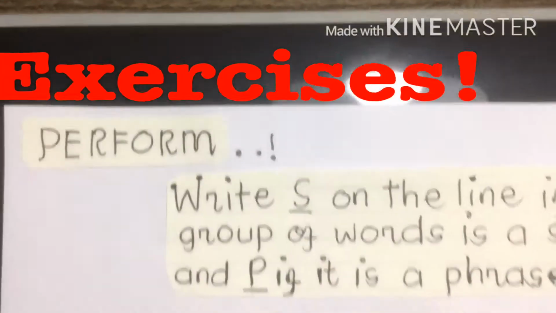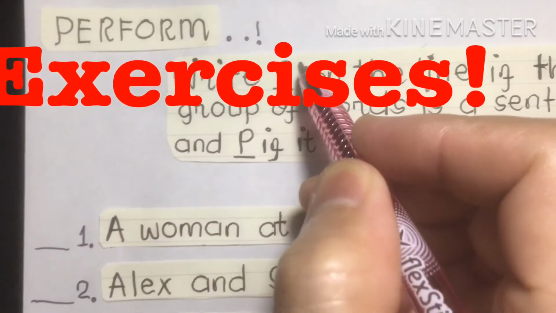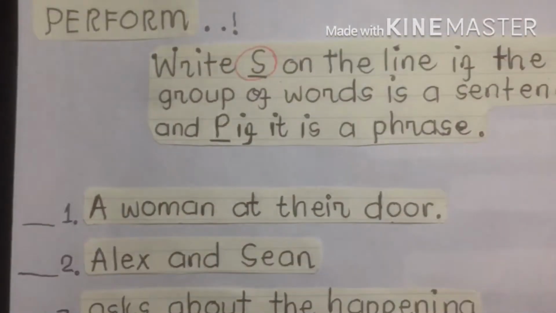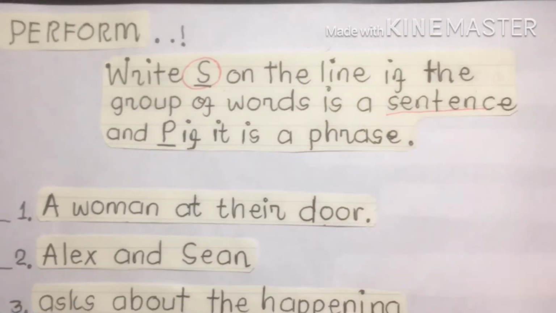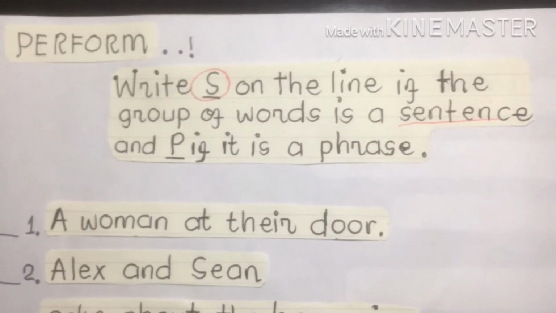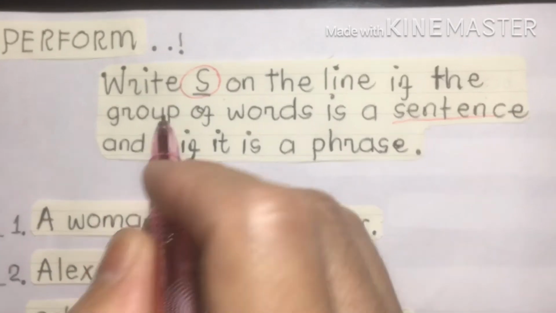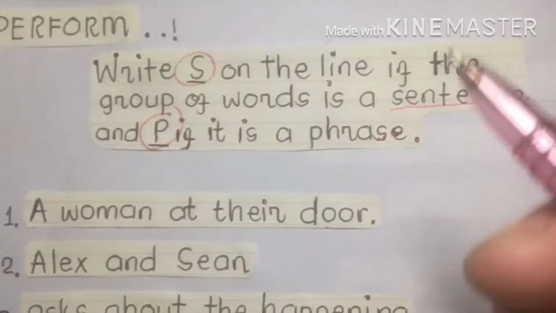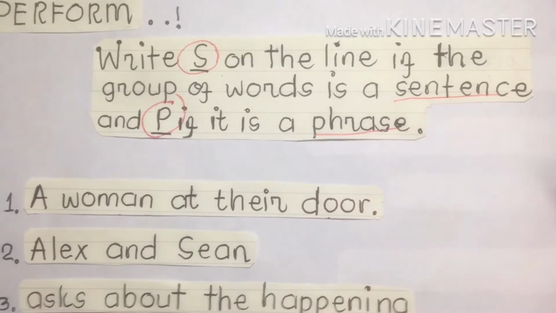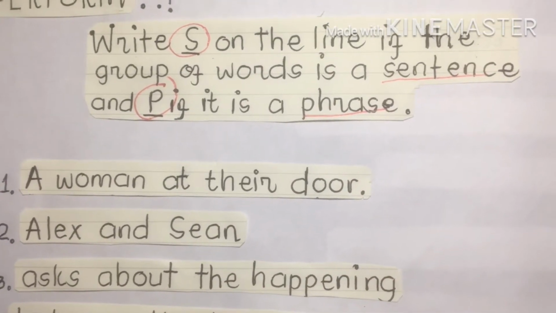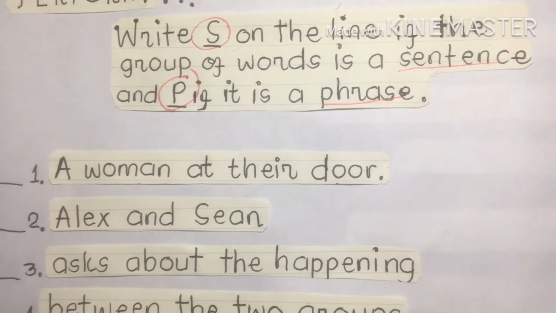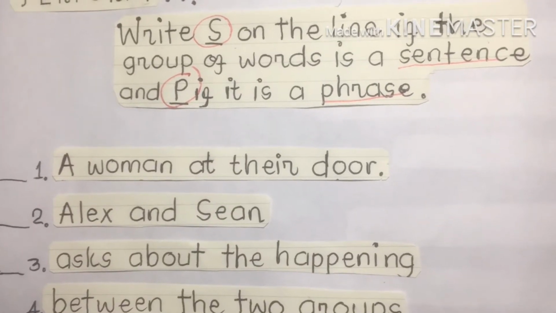Okay, our direction is that we write S if it is a sentence. If the group of words is actually a sentence, we write S. We write P if it is a phrase. Okay, it's clear. Write S if the group of words is a sentence. Write P if it is a phrase. Number 1.